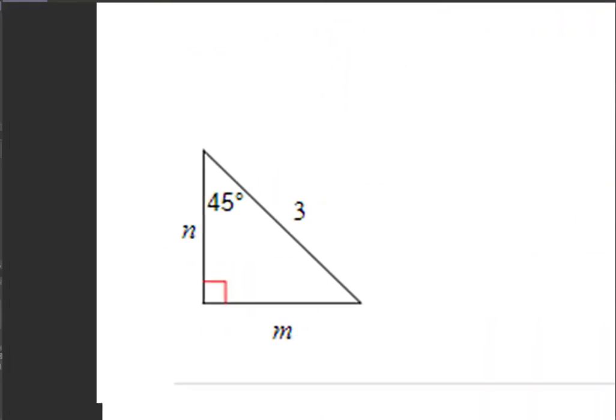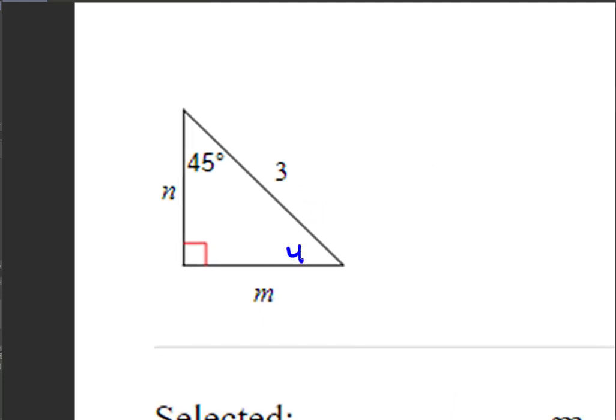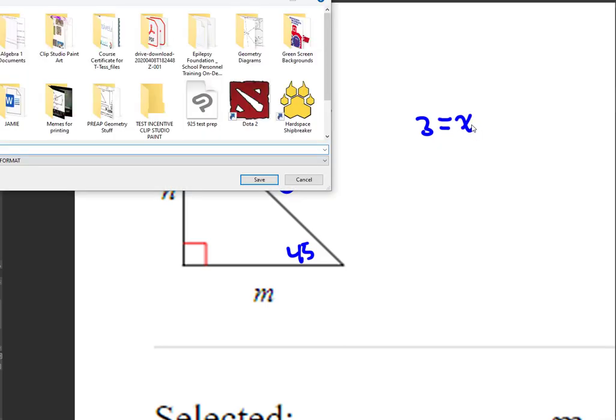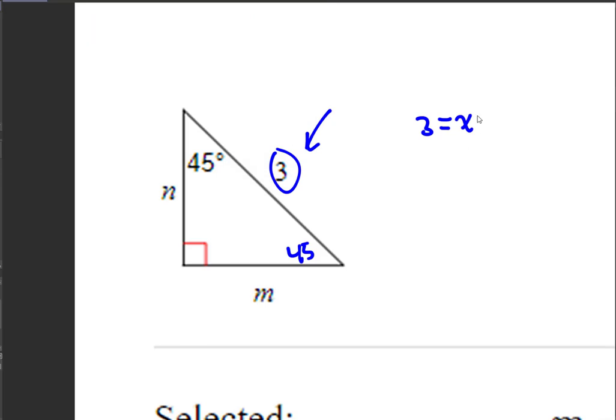All right, so we got this one here. We have 45, 45, so this is once again a 45, 45, and we know that this is 3. Now this one we're having to work backwards a little bit. So we know that this value here is equal to m times the square root of 2. And really, I could have used n as well because n and m are congruent.